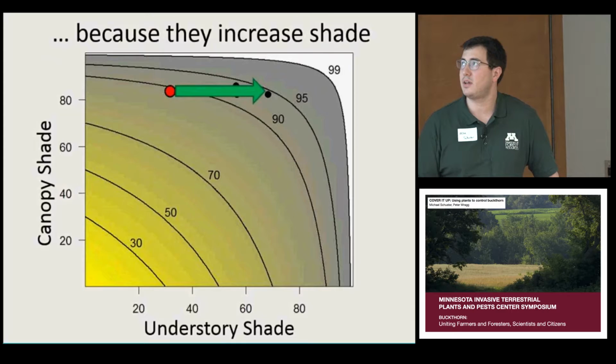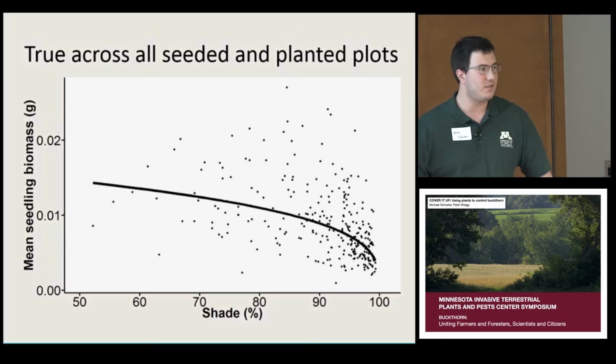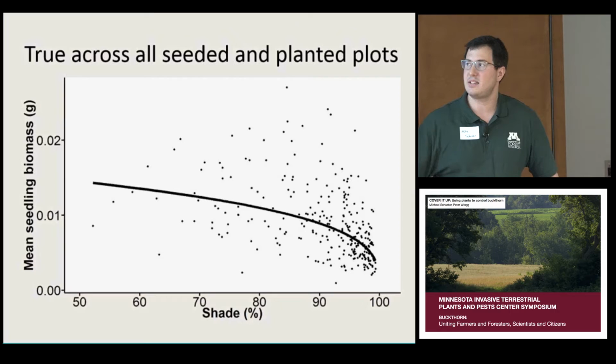When we compile data from all those small plots as well as the big seeding plots, we see a consistent effect of shading on buckthorn performance. Again, this is shading on the x-axis and mean seedling size on the y-axis. And just like we saw with the earlier experiment, right about 95%, we start to see buckthorn performance take a nosedive.